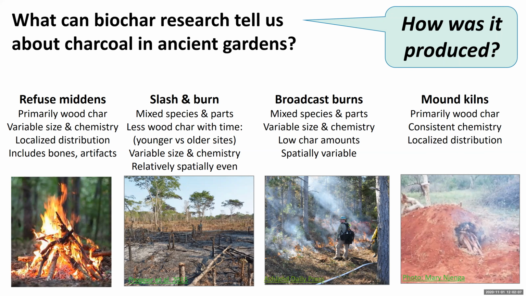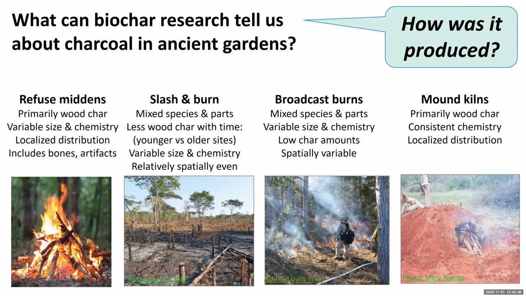So starting from the left, refuse middens. If the charcoal was just the leftovers or the waste from cooking fires, this would be a similar situation to the terra preta soils in the Amazon, which were basically the trash heap from the ancient village. In this case, I would expect that the charcoal would be mostly wood charcoal as the most likely type of cooking fire fuel. I would expect that its particle size and chemistry would be somewhat variable, which would represent a range of cool to hot fire temperatures and a mixture of pyrolysis and combustion reactions.